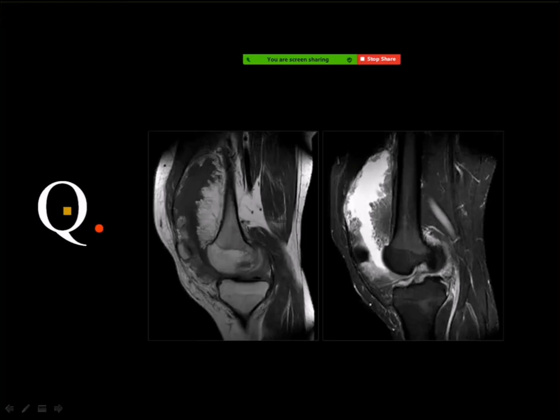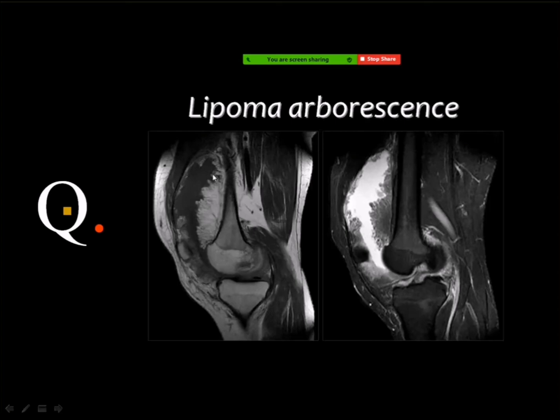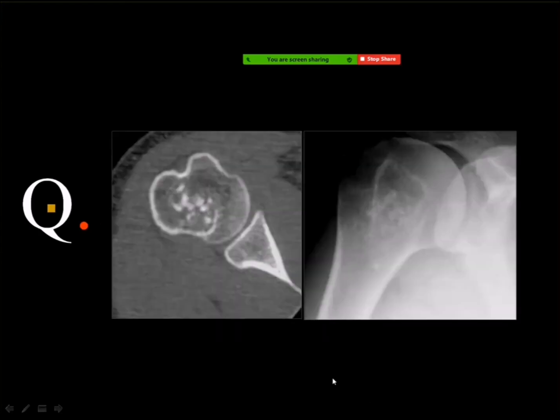Then here is lipoma arborescens, yes, very good. And this is lipoma arborescens. They got a mass of branching fatty tissue within the knee joint together with knee joint effusion.